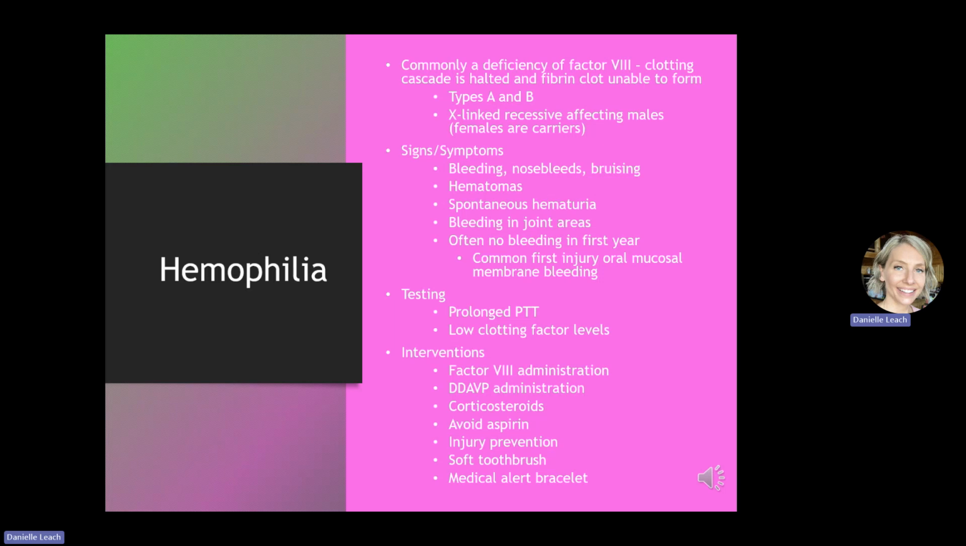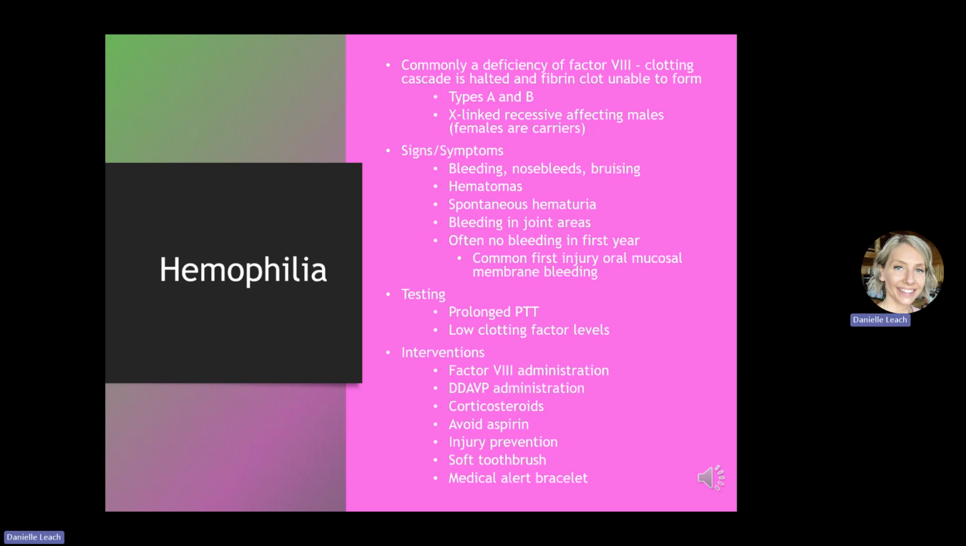Interventions, thankfully, we can give the child factor VIII. This can be prescribed. It's commonly given by IV push, but it could be slower, like an IV infusion. There are also newer forms where it can be injected at home. Sometimes also DDAVP, which is synthetic vasopressin, can be prescribed. In mild cases, this has been shown to increase factor VIII.